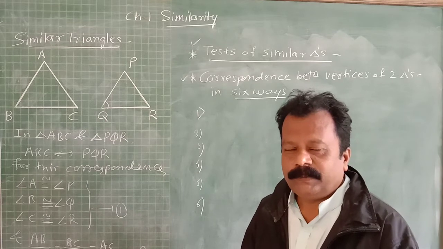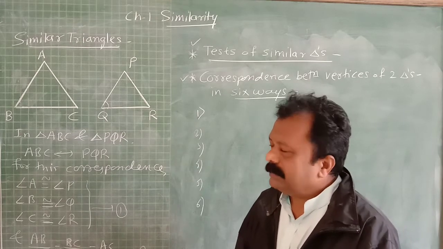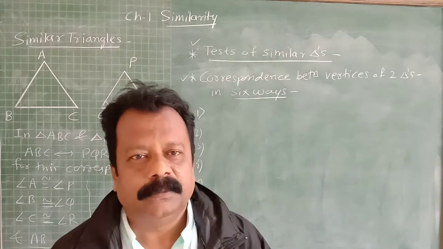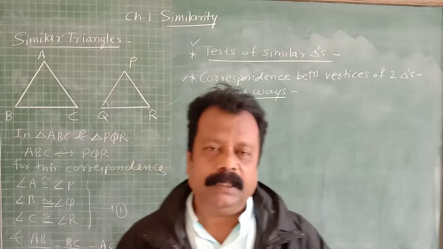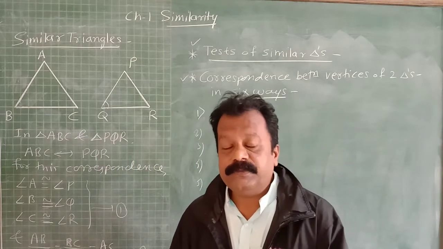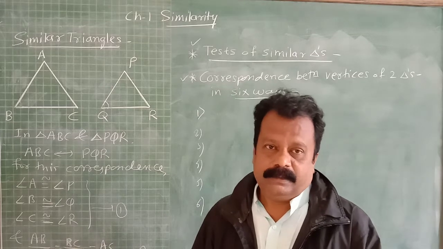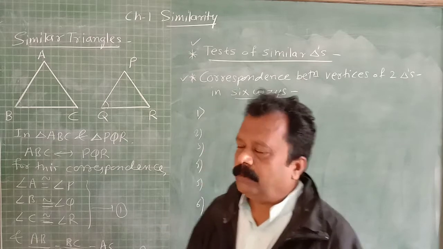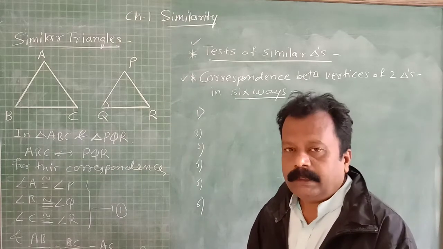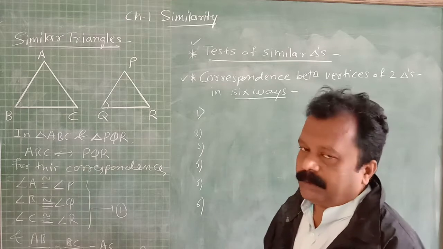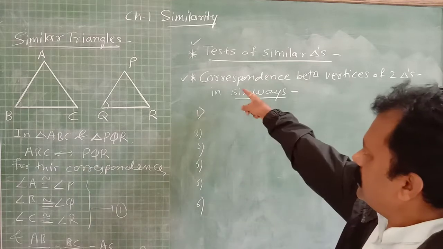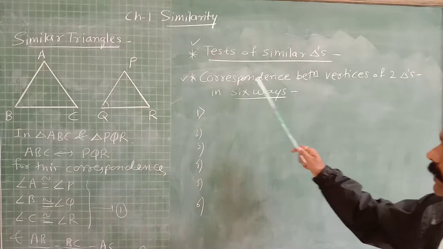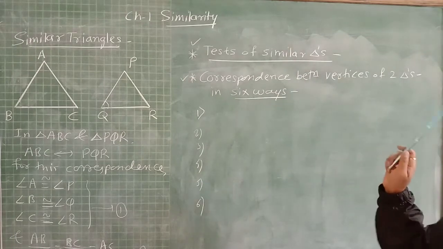Now today we are learning about similar triangles. Before that session, we have learned the difference between congruent triangles and similar triangles. Means we saw when we can say two triangles are congruent and two triangles are similar to each other. Now, before learning similar triangles in similarity chapter number 1, we have to discuss correspondence between vertices of two triangles.